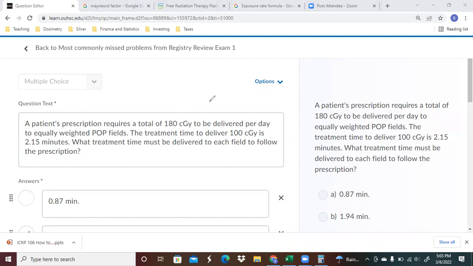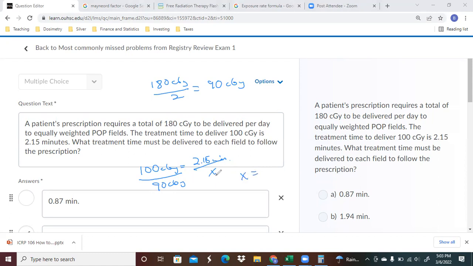Sorry, that's not right. We know it for 100 centigrade, it's going to take 2.15 minutes. The question is what time is going to be delivered if it's going to be parallel opposed fields? Well, the entire treatment is going to deliver 180 centigrade, but we have two fields that are going to deliver each part of the prescription. So really what we are looking at here is just delivering 90. So we've got 90 centigrade here, and we have no idea how long that's going to take.